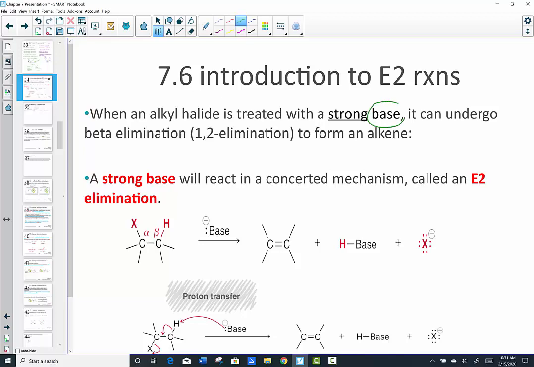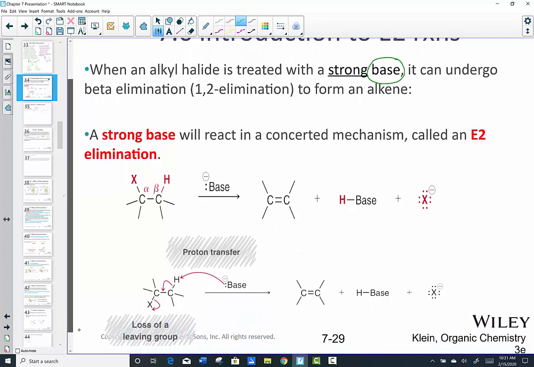Make sure we're using these vocabulary terms correctly. A base is looking for a proton. A nucleophile is looking for an electrophile. When a substance acts as a base, a proton is transferred. So here's our X, our leaving group, typically a halogen here, and I have a base. I know that the alpha carbon is the carbon attached to the leaving group. I look around, find all the beta carbons, and look for their protons. A base is going to transfer a proton from a beta carbon.